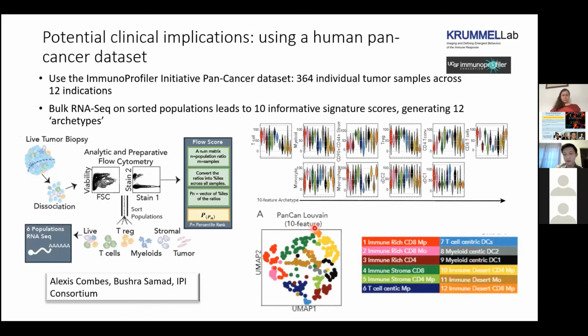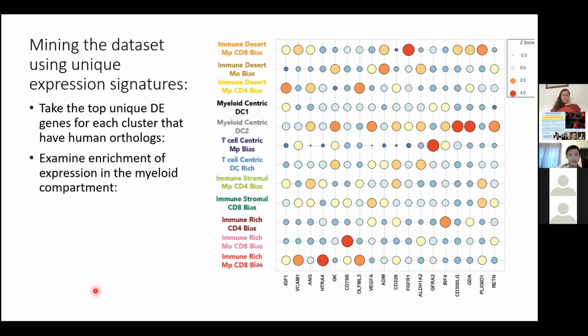I'm going to move through this relatively quickly. If you are interested in further details, this paper is on bioRxiv. You just need to search PanCan and the first author, Alexis Combes. But we wanted to mine this data set using expression signatures.